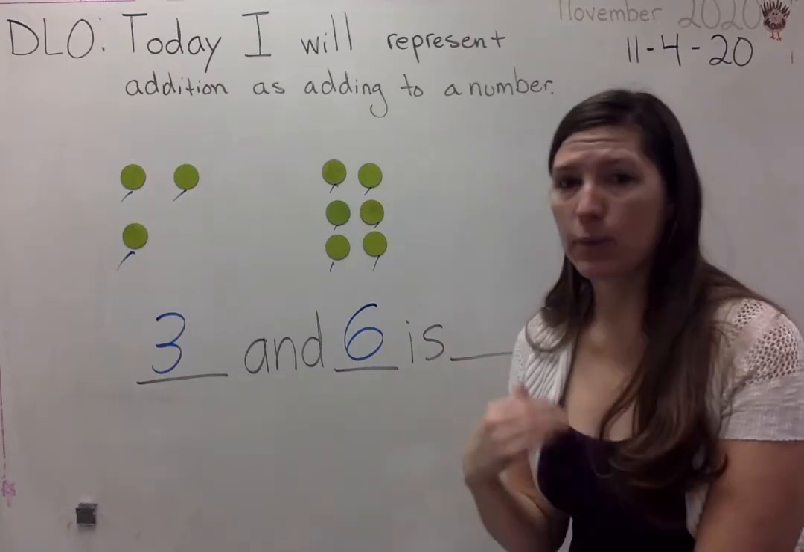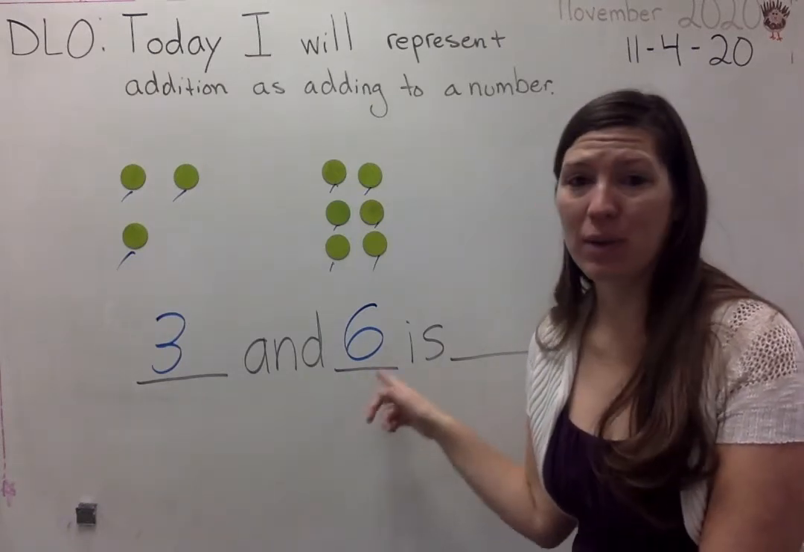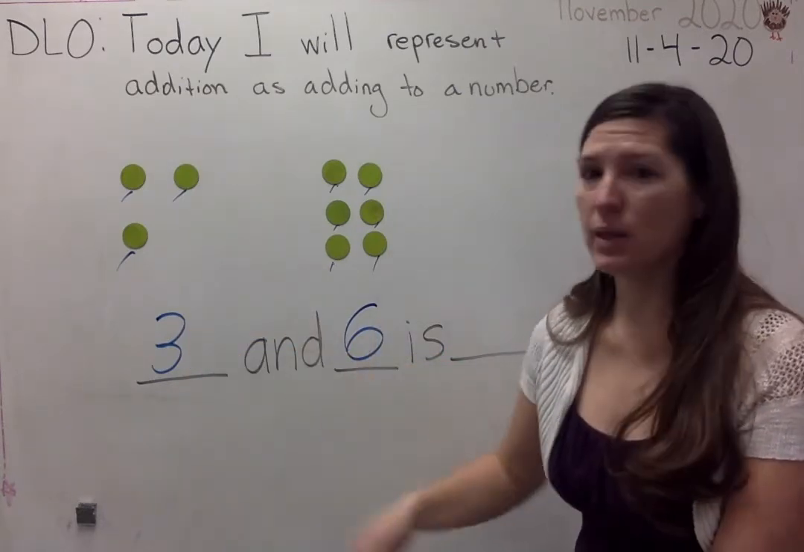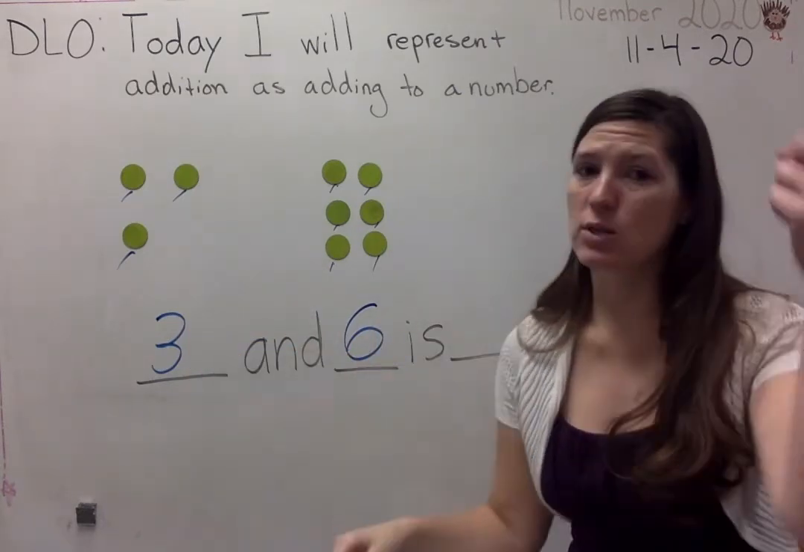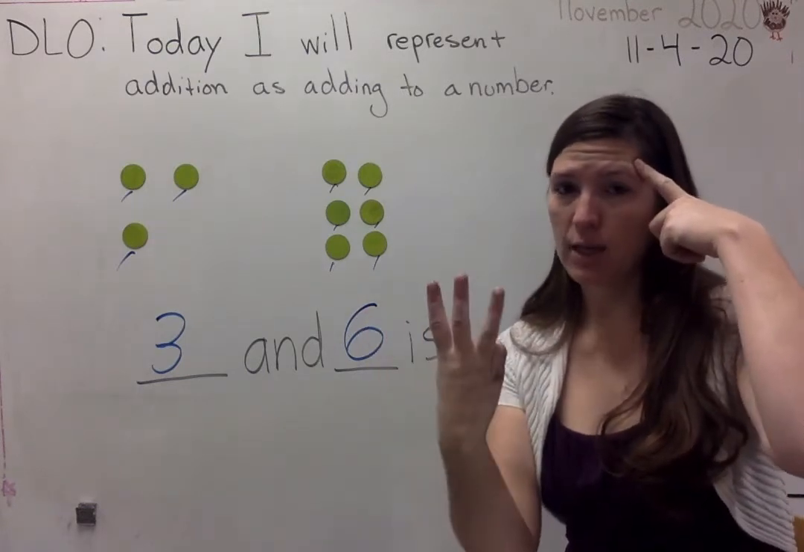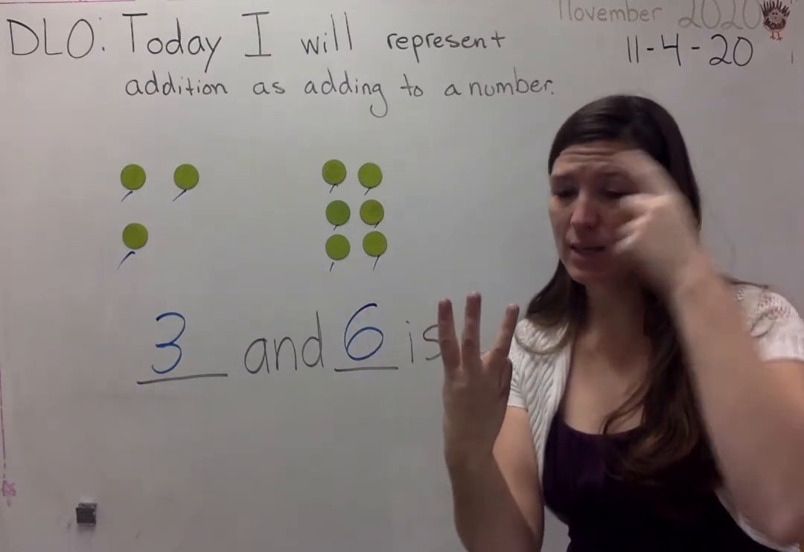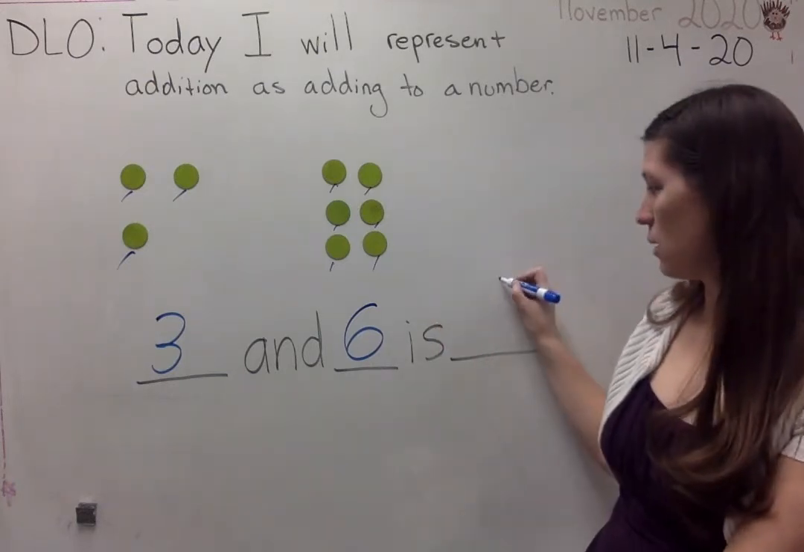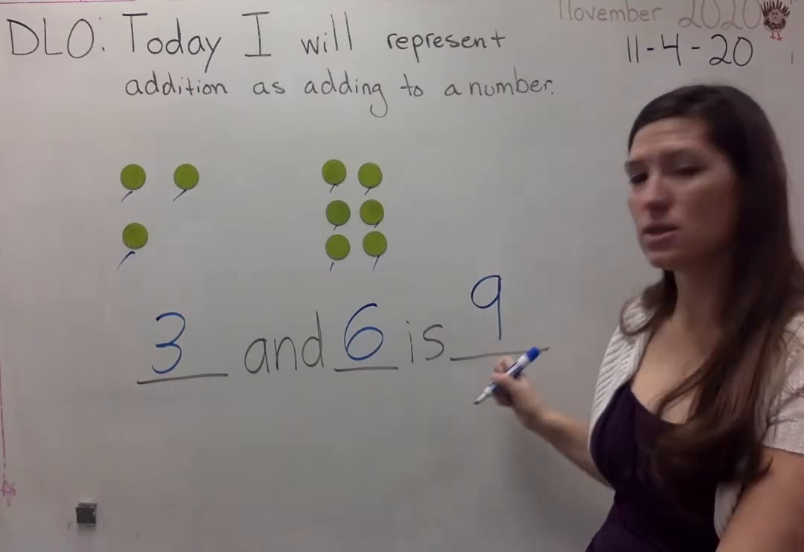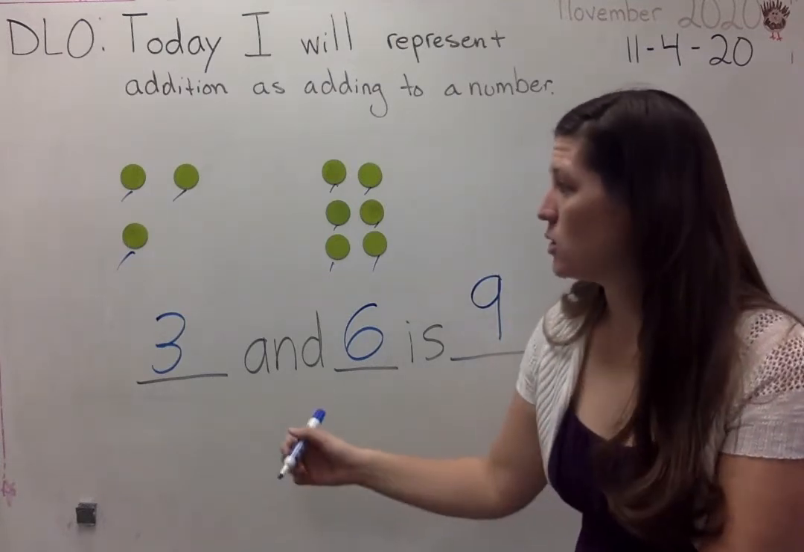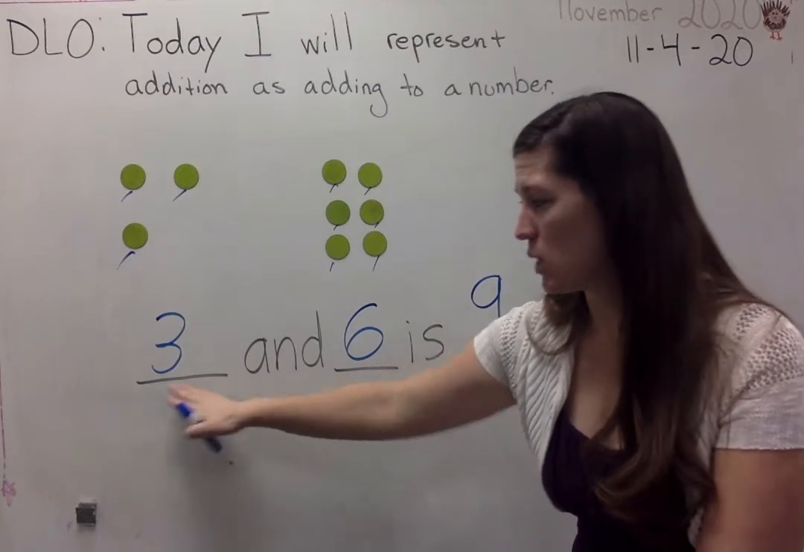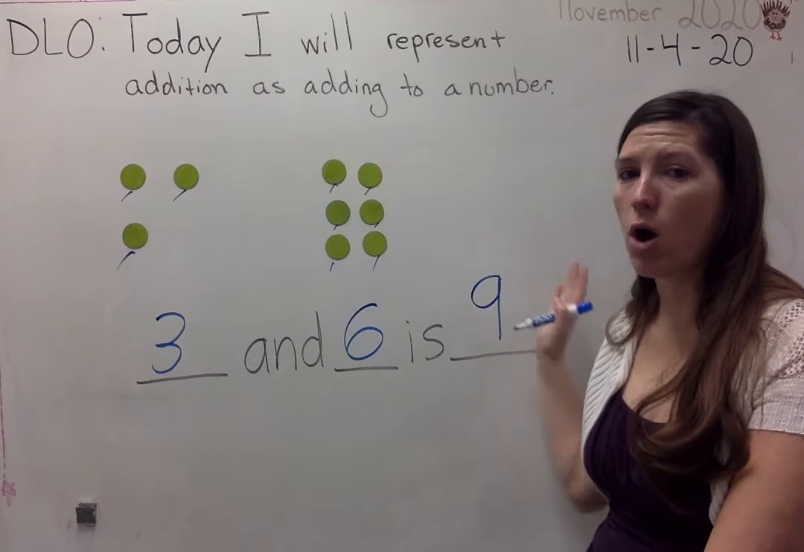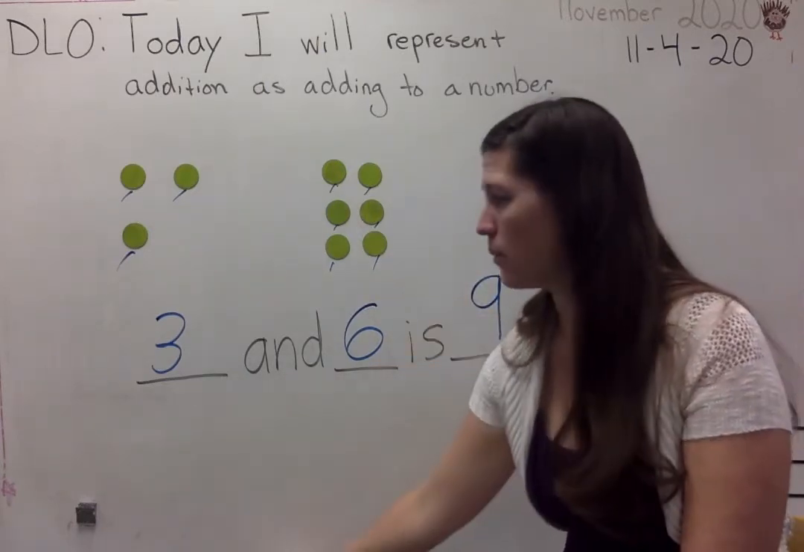Let's find out. I'm going to use the strategy of putting the greater number in my head and the smaller number in my hand. So the greater number is the number that's more, which is 6. So I'm going to put 6 in my head and 3 in my hand. Now I'm going to count up. 6, 7, 8, 9. Make a loop and then a line. That's the way you make a 9. So I could read my sentence. 3 and 6 is 9. That's our sum, all together, in all.